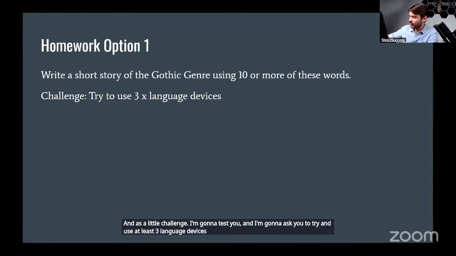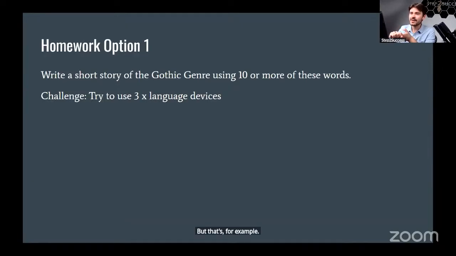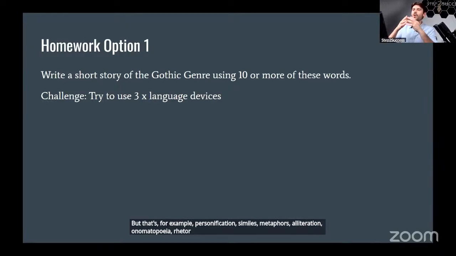So a couple of weeks ago, we did a revision session on question 2 of paper 1 about language analysis. So these sort of things, and we'll cover them again today if you need them. But that's, for example, personification, similes, metaphors, alliteration, onomatopoeia, rhetorical questions. All of those are examples of language devices. So I challenge you to use these words as part of a short story.